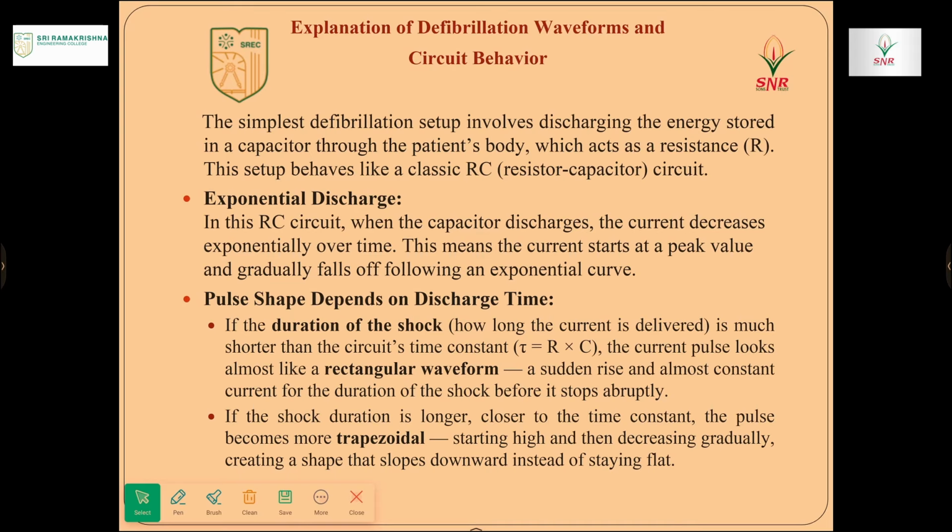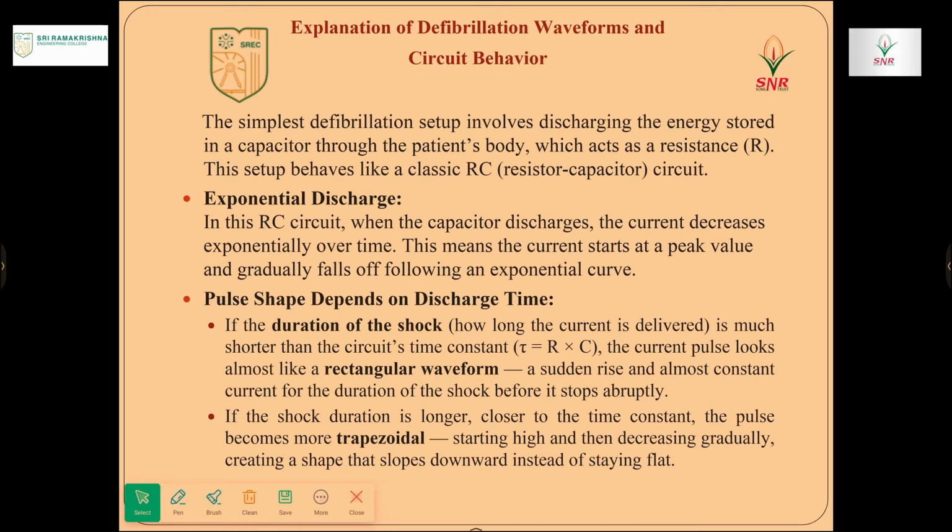So in this circuit diagram, we discharge the energy that is stored in the capacitor through the patient's body, which acts as a resistance. So this setup behaves like a classic resistor and capacitor circuit. In this RC circuit, when the capacitor discharges, the current decreases exponentially over time. This means the current starts at a peak value and gradually falls off following an exponential curve.